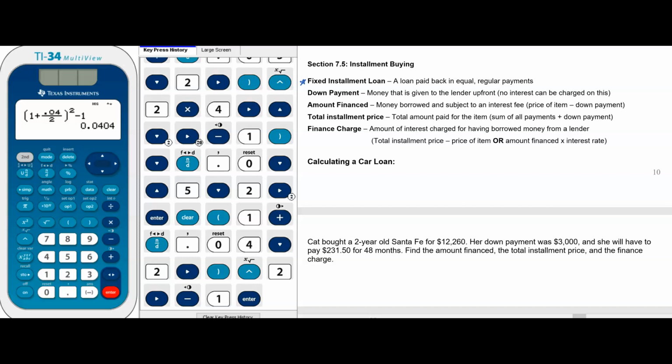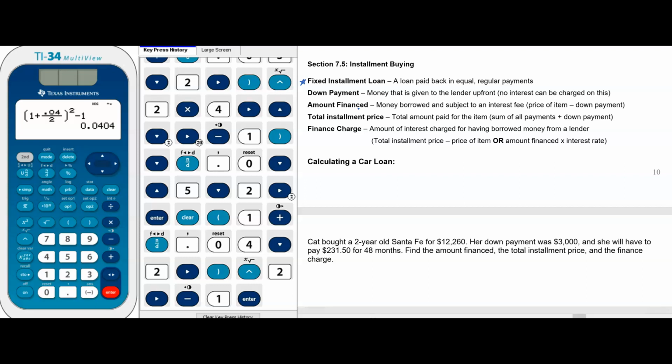So down payment would be money that you give to the lender, the person lending you the money, up front. You're not being charged interest on this because you're giving them the money right away. The amount financed is the money that you're actually asking to borrow, that you're paying interest on.